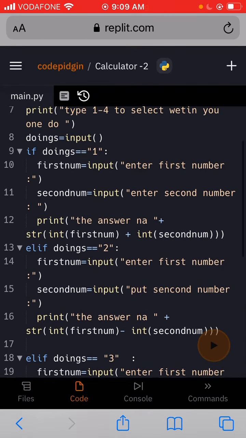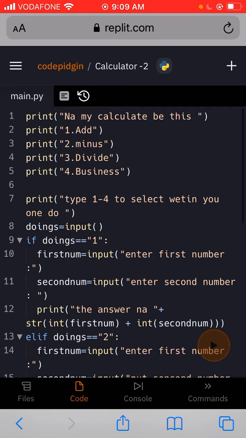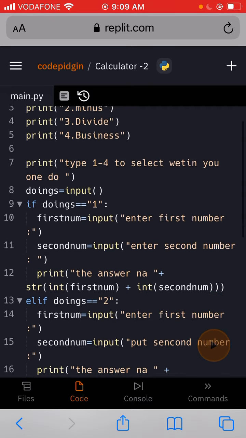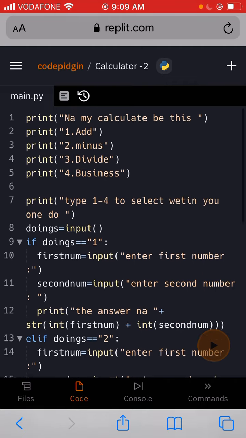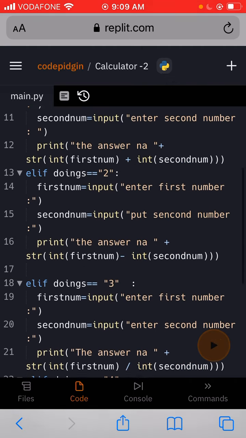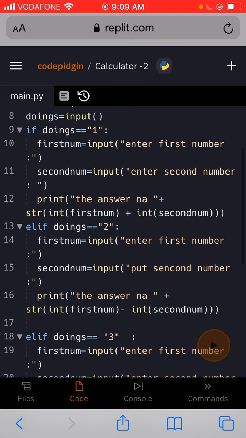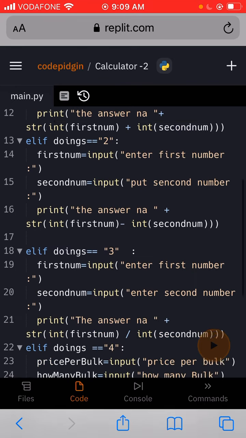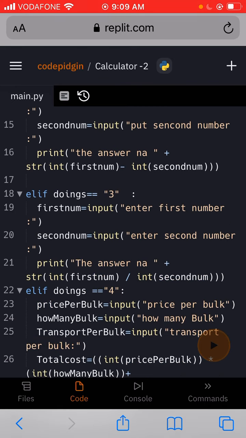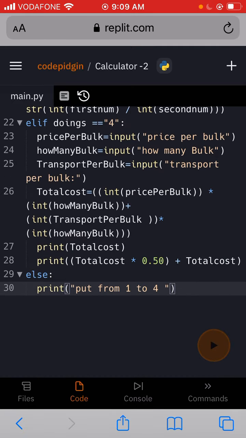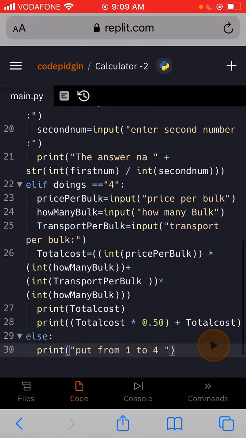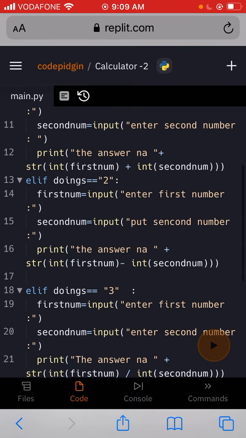For part 1, what we did was see how we can add two numbers inside the calculator. So just to put number 2, number 3 and number 4, it's almost the same thing. We will use this elif now, just say okay, if 1, do this, elif 2 do this, if 3 do this. We will use elif to break it down, and else will end it based on: if it is not any of 1 to 4, what will it do? It will print for us, put from 1 to 4. So that is how we add.